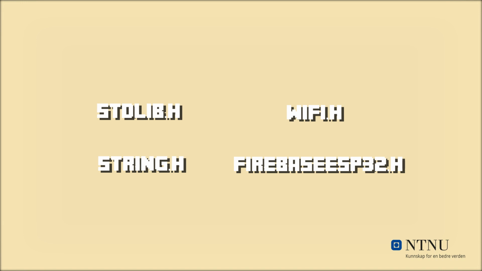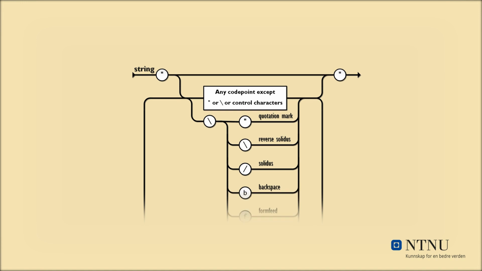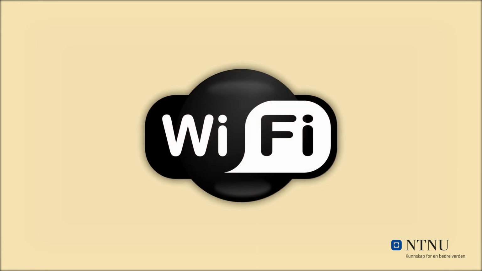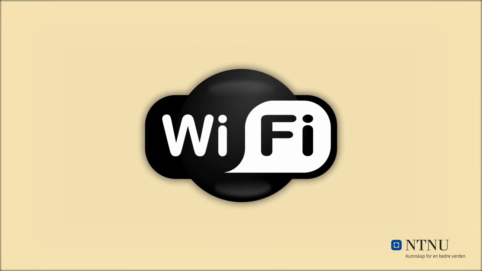stdlib.h and string.h enable proper string parsing, which is needed for the FirebaseESP32.h library. FirebaseESP32.h includes pre-made functions for easily handling correct transmission of the data to the database, by converting the input values to JSON format, which is the accepted format by the database. WiFi.h allows connection to any Wi-Fi network, which is needed to connect our Firebase system.